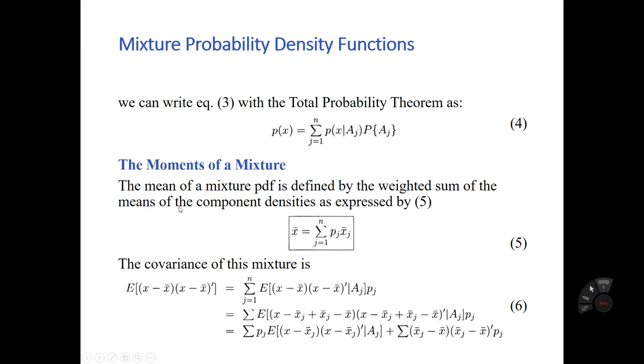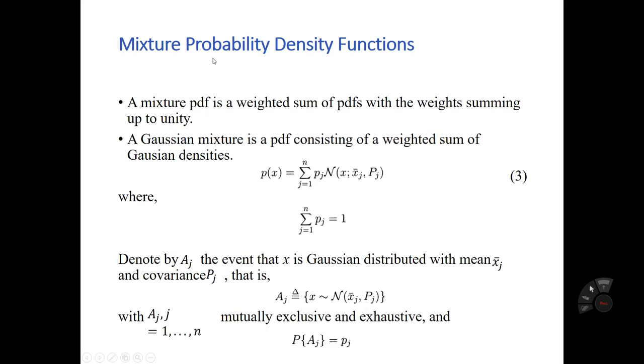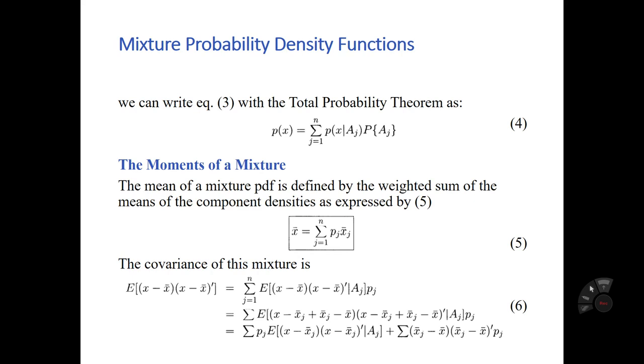Now what is a mixture PDF? Actually, in a mixture we are mixing up the mean and covariance of the PDF. Here, mixture means we are adding up, in simple words, the mean and covariance of the PDF of a random vector. So the mean of a mixture PDF is defined by the weighted sum of the means of the component densities, as expressed by phi.